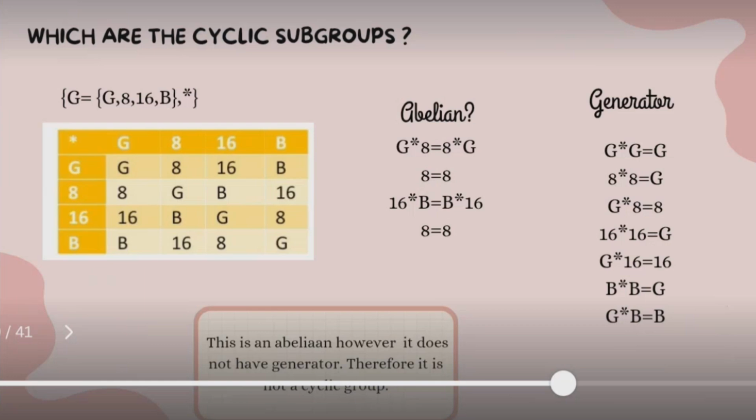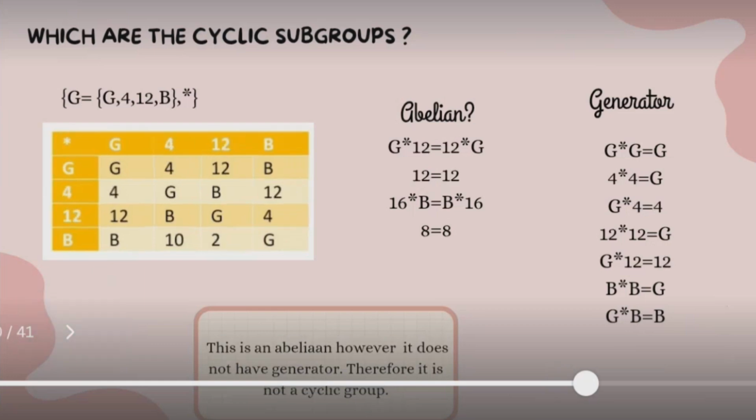However, let's check if it has a generator. So G star G is G, 8 star 8 is G, G star 8 is 8, 16 star 16 is G. So upon checking the generator, we notice that the results are repeating. So it is an abelian, however, it does not have a generator. Also, this is not a cyclic because there is no generator.